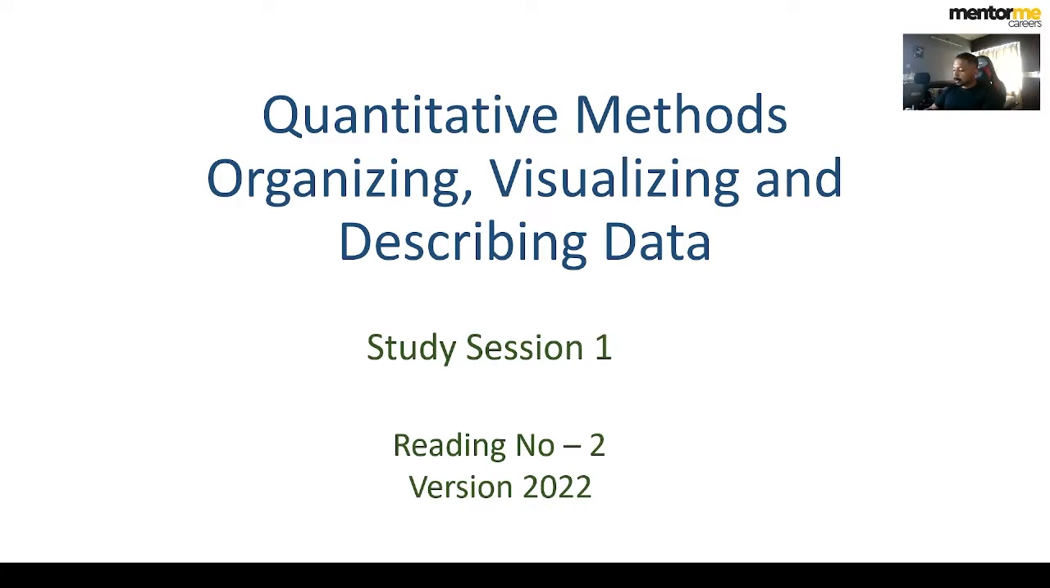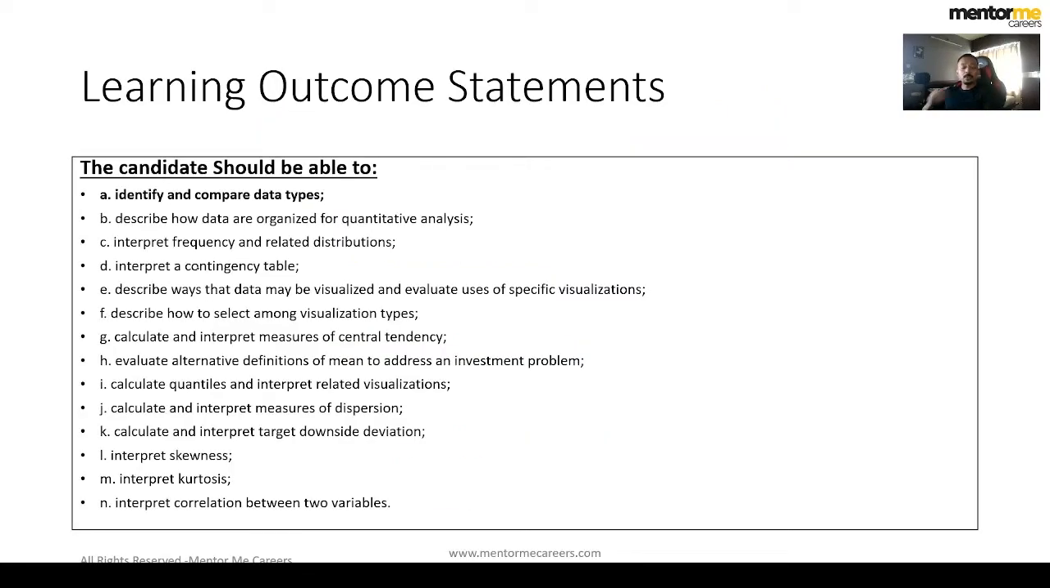Let's start with the first concept, and first let's look at the LOS, the learning outcome statement. As I always say, we need to keep an eye on what exactly is expected from us in this entire reading. There are quite a few LOSs, but fortunately the second reading of quant is pretty light and easy to understand if you're able to link it with real market data. So, starting with comparing data types.